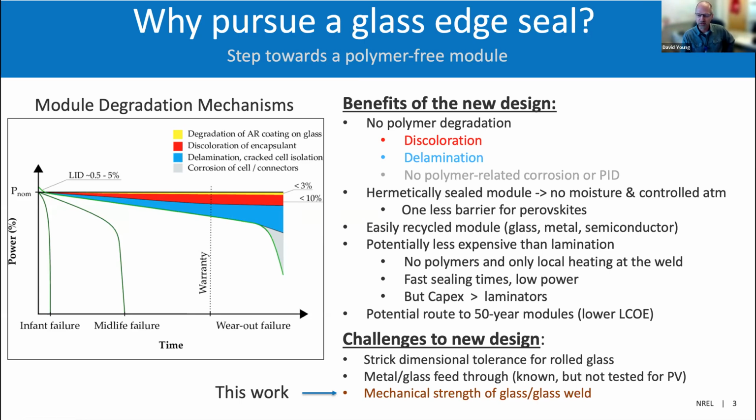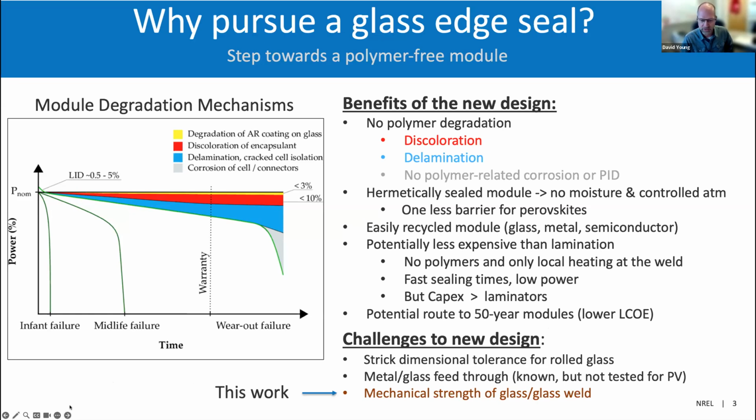And it's only local heating at the weld, so you don't have to heat up the entire module during the lamination process. There's a lot less energy involved. Very fast sealing times, which I'll show, and also low power compared to a laminator. CapEx is a little bit higher than the laminator, so that is an issue, but it potentially gives you some added value. Again, getting rid of all the degradation issues that I talked about. And it potentially could lead you to a 50-year module, so you could have a lower LCOE. So there may be some value that you're adding, and it would help pay for the extra costs if this does indeed cost more.